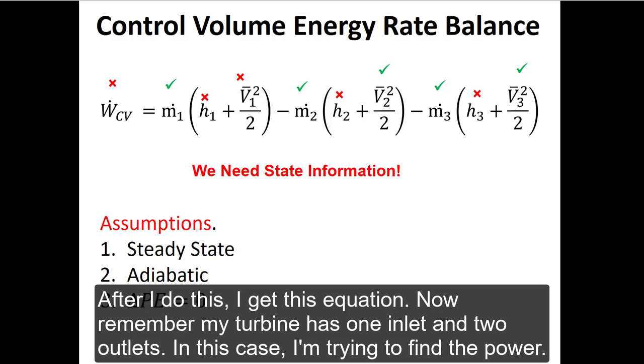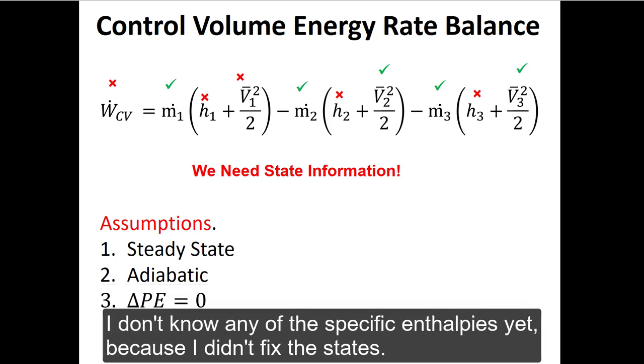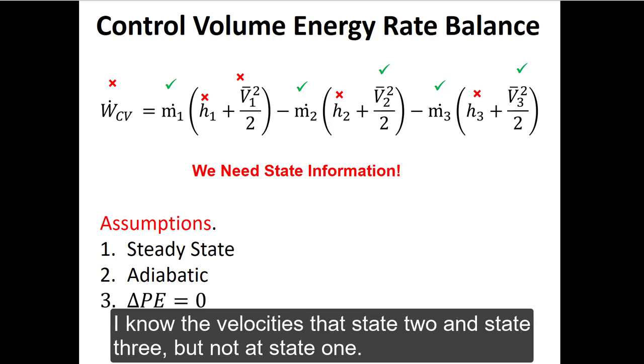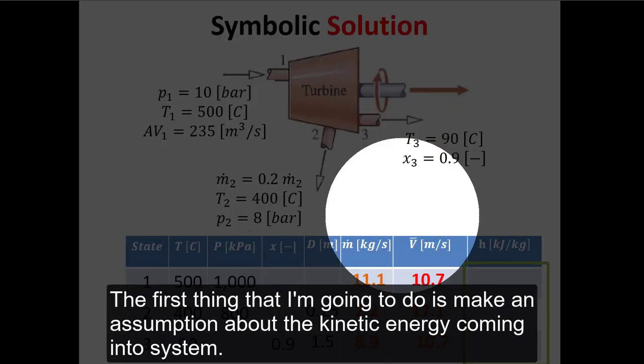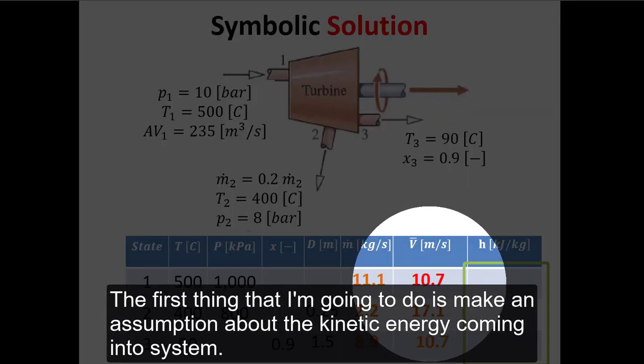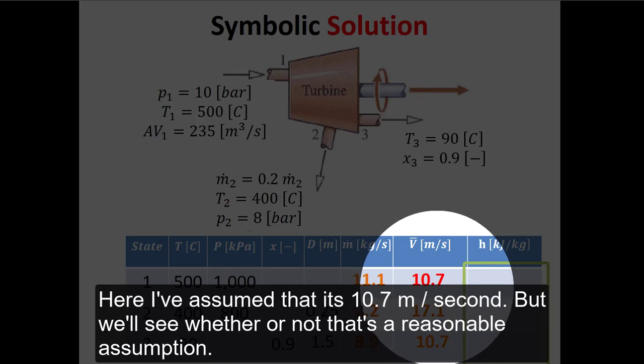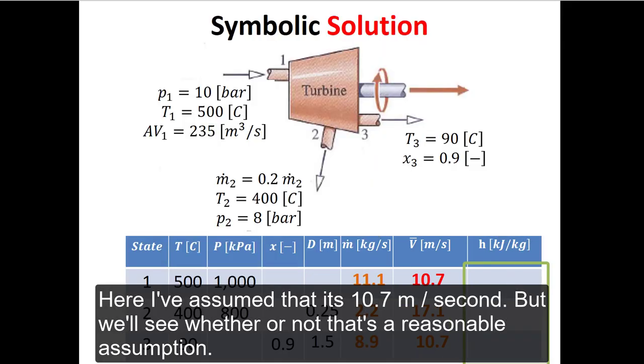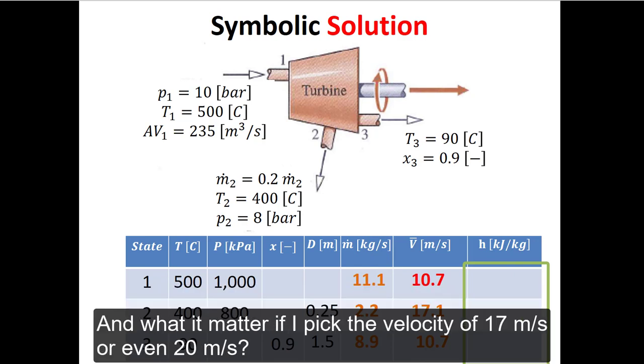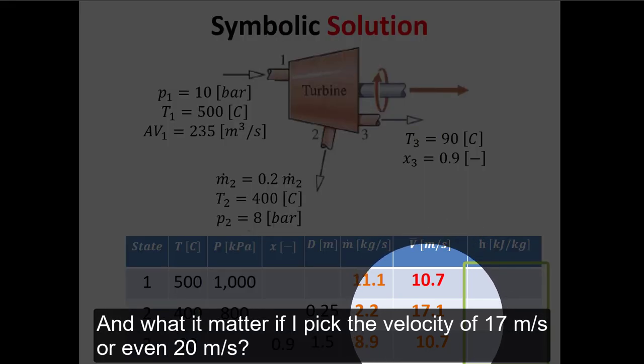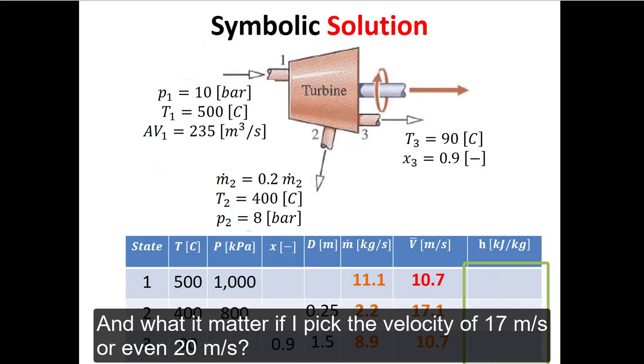Now remember, my turbine has one inlet and two outlets. In this case, I'm trying to find the power. I don't know any of the specific enthalpies yet because I didn't fix the states. I know the velocities at state 2 and state 3, but not at state 1. The first thing that I'm going to do is make an assumption about the kinetic energy coming into the system. Here, I've assumed that it's 10.7 meters per second, but we'll see whether or not that's a reasonable assumption, and would it matter if I picked a velocity of 17 meters per second or even 20 meters per second.